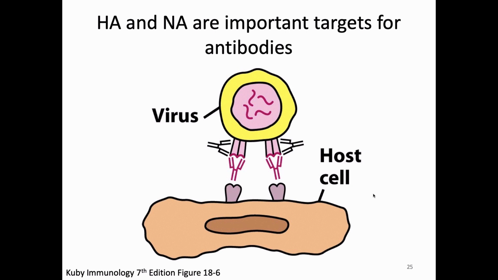Fun fact, you might have heard of flu being called like H1N1. That means it uses the number 1 kind of HA and the number 1 kind of NA. And if it's H5N1, it means it uses the number 5 kind of HA and the number 1 kind of NA. Anyway, that's where all this naming comes from.